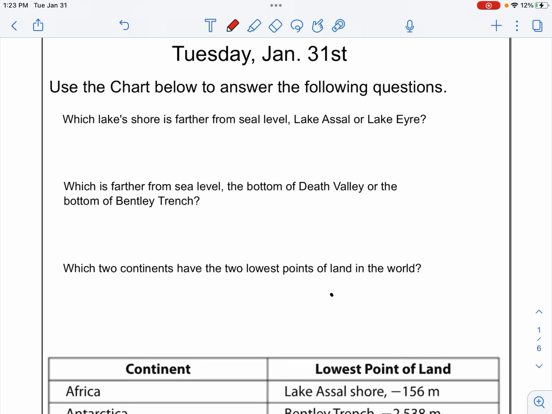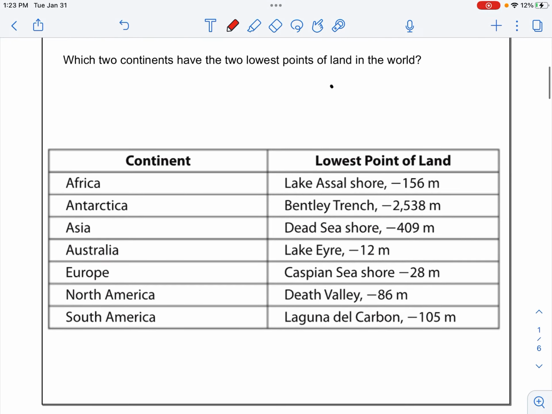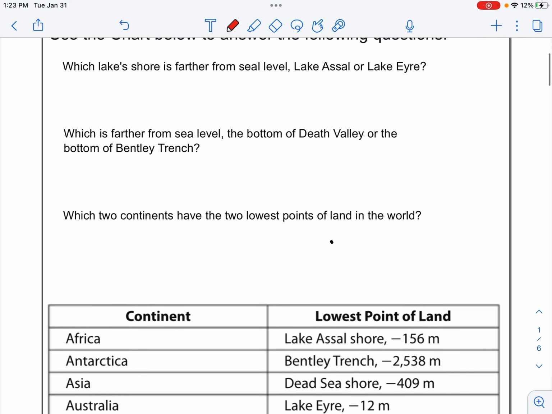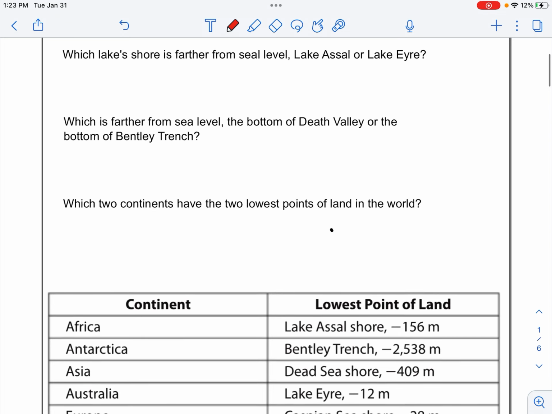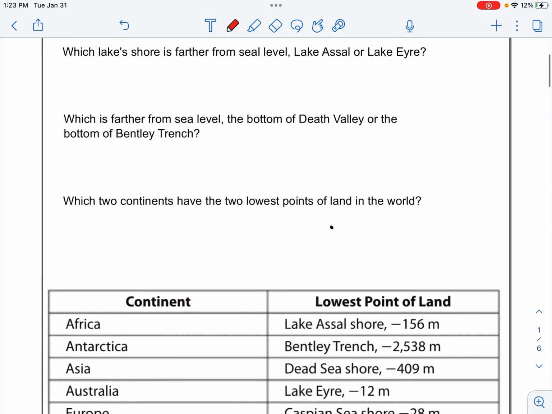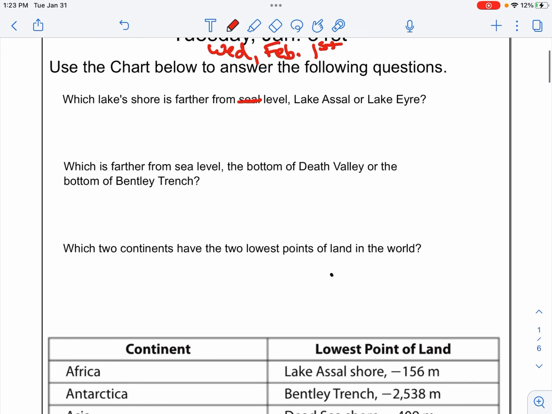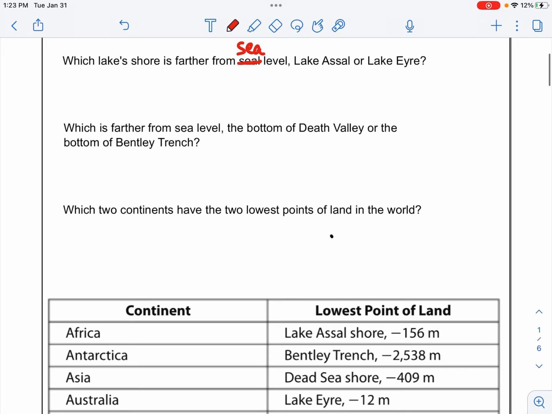Ignore the date. This was from yesterday, so of course today is Wednesday, February 1st. All right, so let's use this chart below here to help us answer a couple of these questions. Which lakeshore is farther from sea level, not sea level, I added an extra L in there. So which lake's shore is farther from sea level, Lake Assal or Lake Erie?